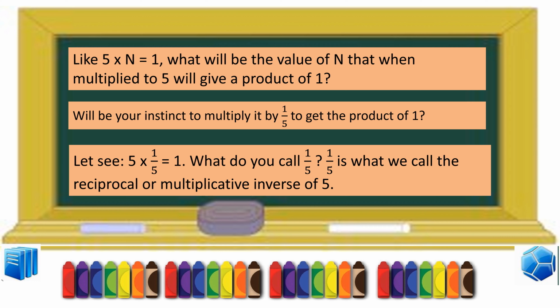Like 5 times n equals 1. What will be the value of n that when multiplied to 5 will give a product of 1? Will it be your instinct to multiply it by 1/5 to get the product of 1? Let's see. 5 times 1/5 equals 1.